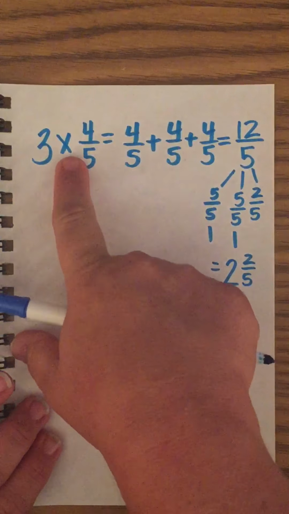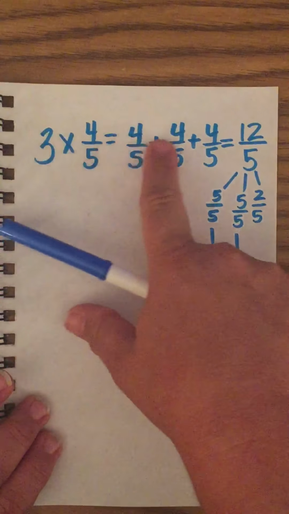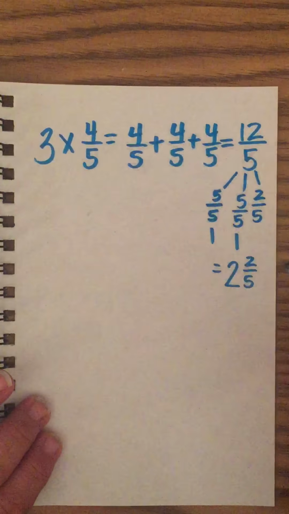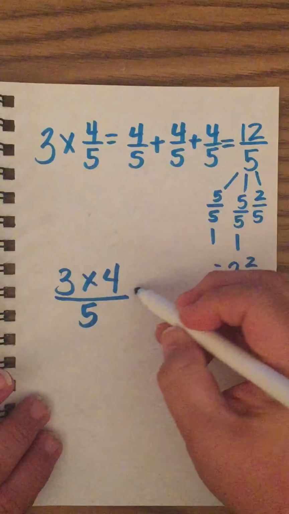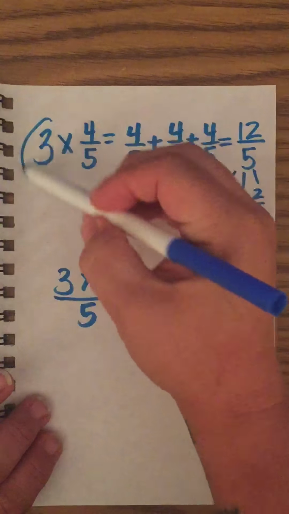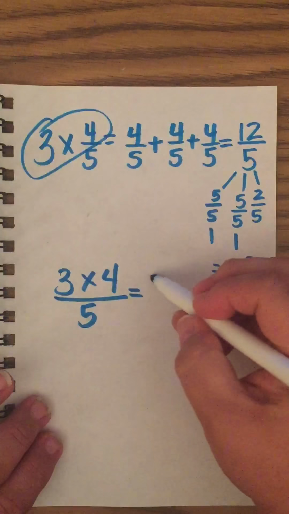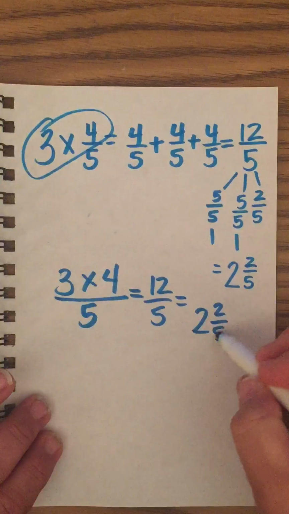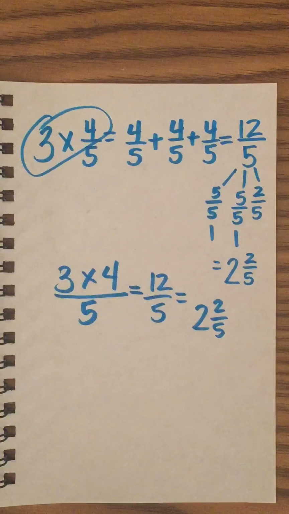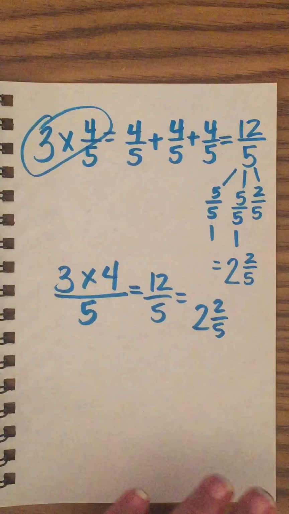So this is really saying 3 4s. 1, 2, 3, 4. So we really could have thought about this as 3 times 4 over 5. Remember that? These two? And that's 12/5, which is what we just got, which is 2 and 2/5. Okay, so that's a sample problem.